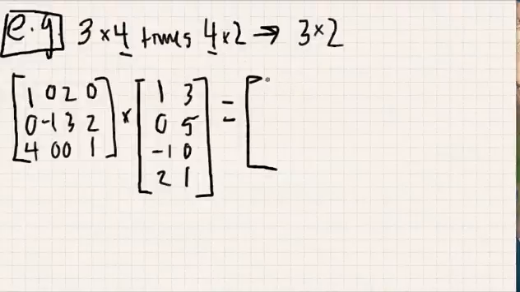I'm looking for the 1, 1 entry. So that means the first row and the first column. So I'll draw my left finger across here and my right finger across here. And that tells me that I take 1 times 1 plus 0 times 0 plus 2 times -1, so that's -2, plus 0 times 2, so that's plus 0.